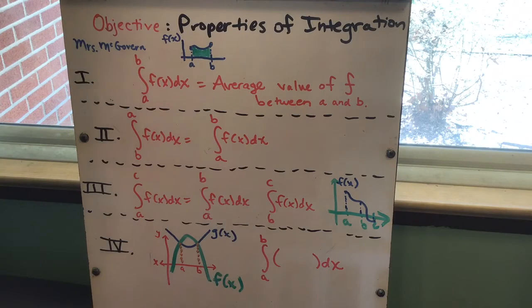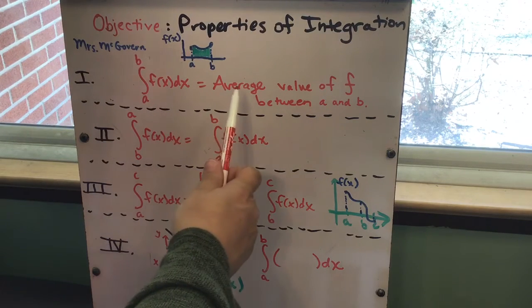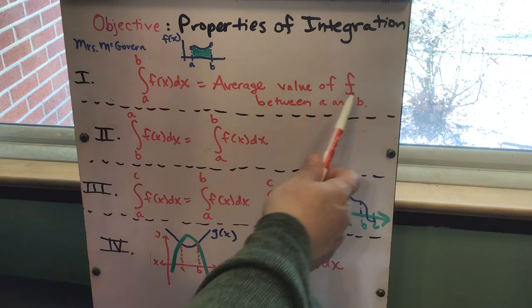We need to discuss properties of integration now so we can actually start integrating using shortcuts. So let's start with the first big one, how to find the average value of a function.